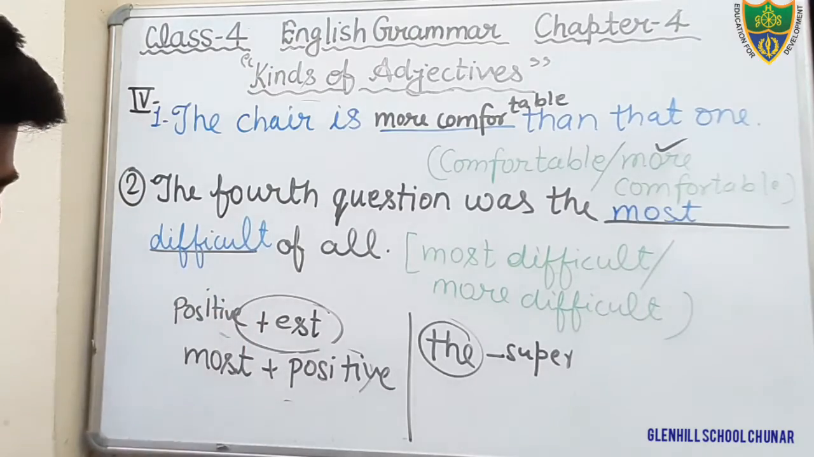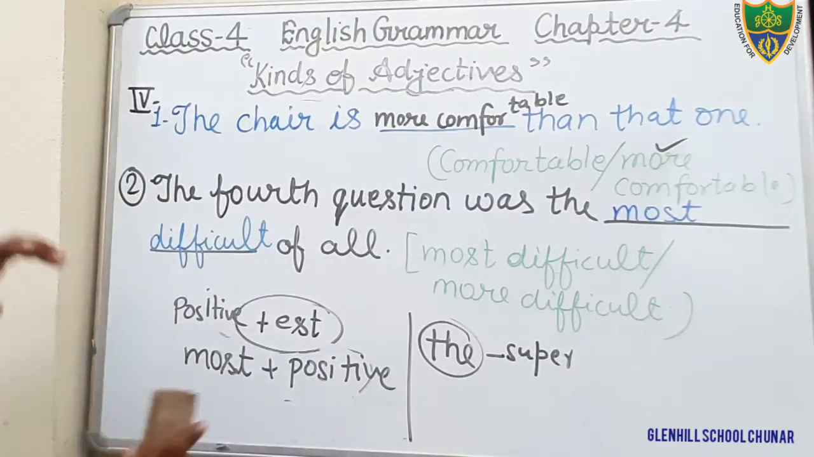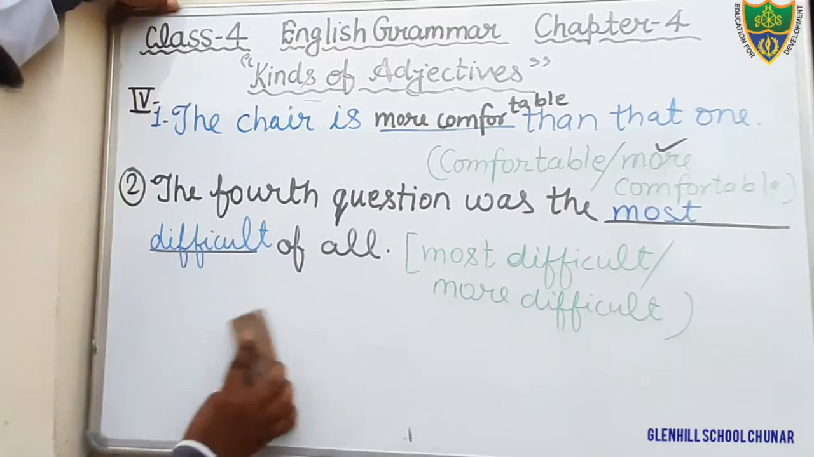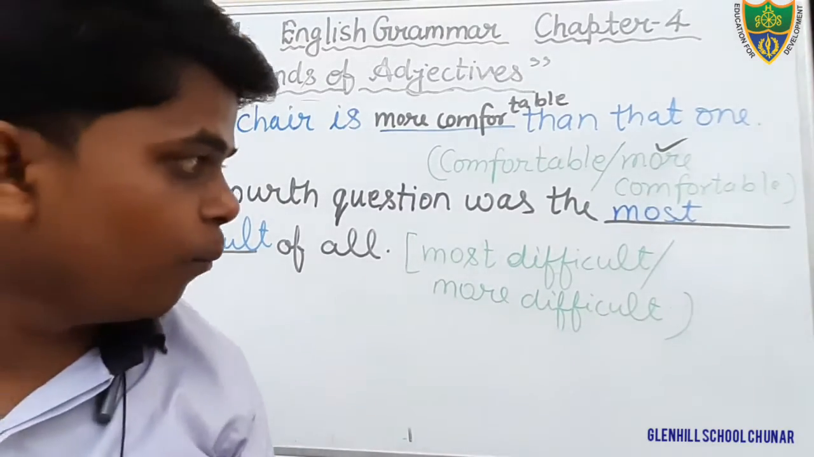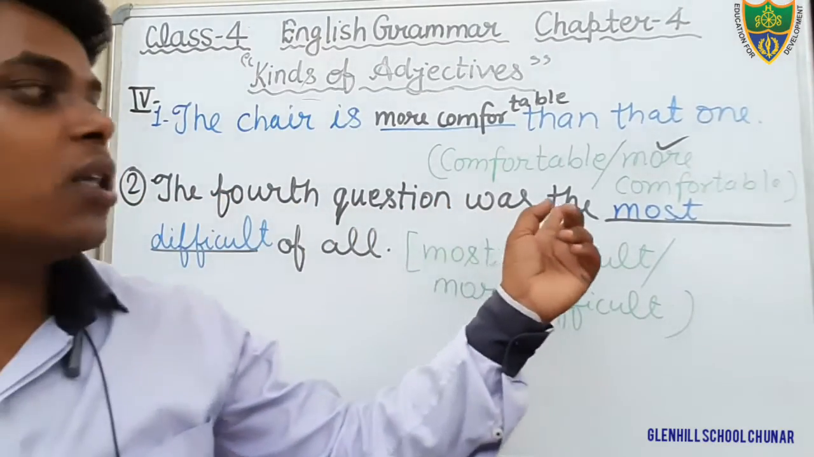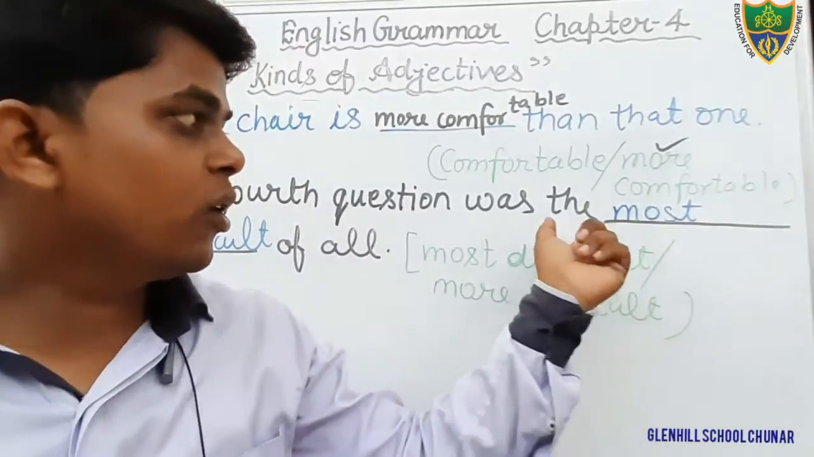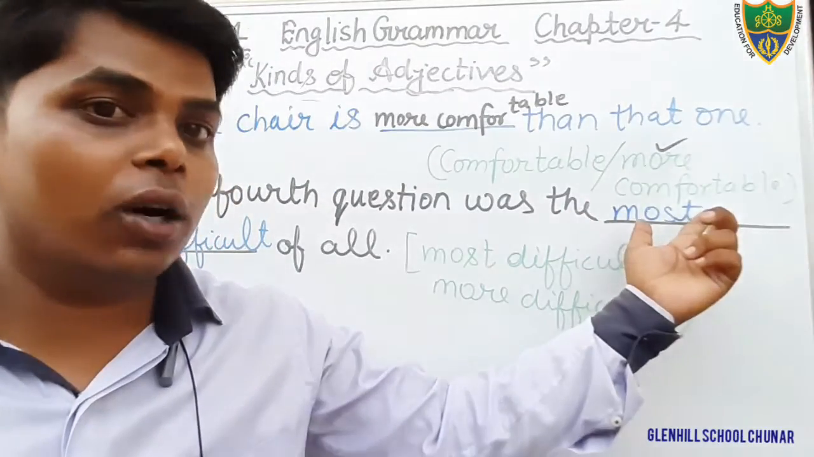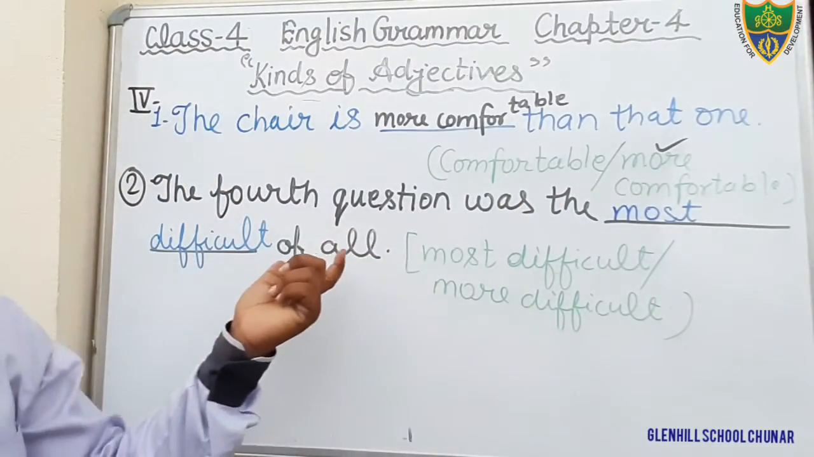Okay students, just see your question. Now what would be the correct sentence? What would be the correct option? Most difficult. Just see the sentence. The fourth question was the most, because the word the is used there, therefore we will use the word most. Most difficult of all.